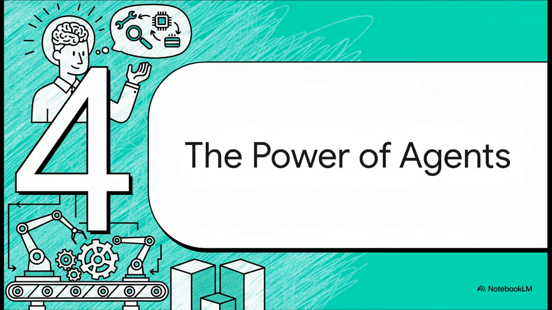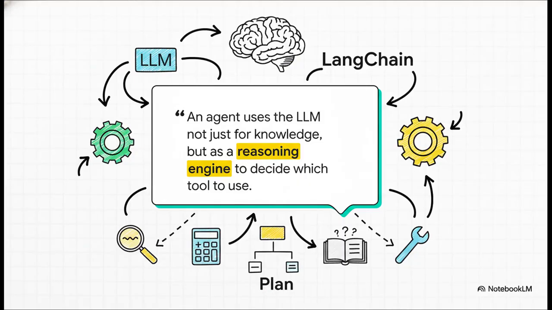Now, chains are great for those pre-planned workflows, but this is where it gets truly futuristic. Let's talk about agents. If a chain is a fixed assembly line, an agent is the smart foreman running the factory floor, deciding which tool to use and what to do next, all on its own. This is the absolute game changer. The AI is no longer just a fancy encyclopedia. With an agent, it becomes a reasoning engine. It can look at your request, assess the tools it has, like a web search, a calculator, or a database, and then create a step-by-step plan to get you the answer.